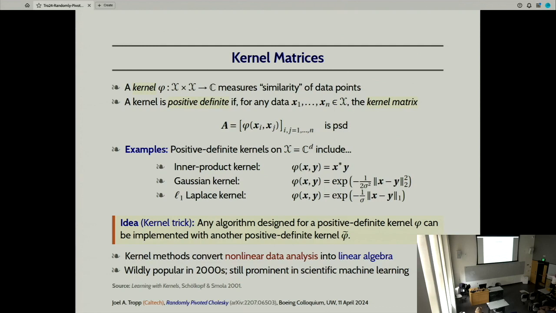In particular, algorithms involving Gram matrices are associated with this inner product kernel, and these algorithms can also be implemented for other similarity measures like the Gaussian kernel without any change. This is the idea behind kernel methods. They convert nonlinear data analysis into linear algebra. We're pretty good at solving linear algebra problems. These methods were wildly popular in the 2000s before they were overrun by neural networks. They're still prominent in scientific machine learning because they're interpretable and they're pretty reliable.